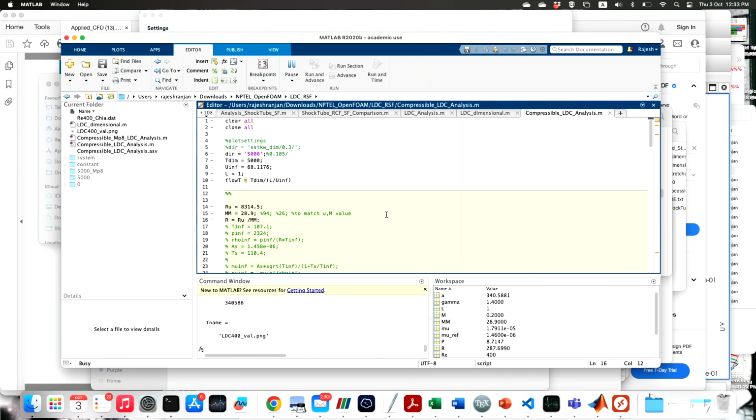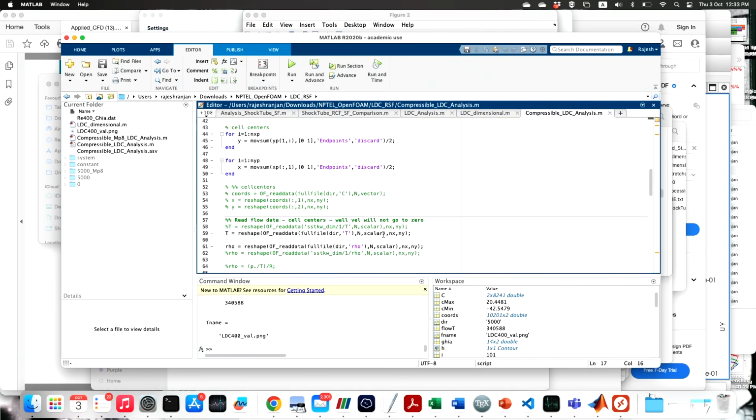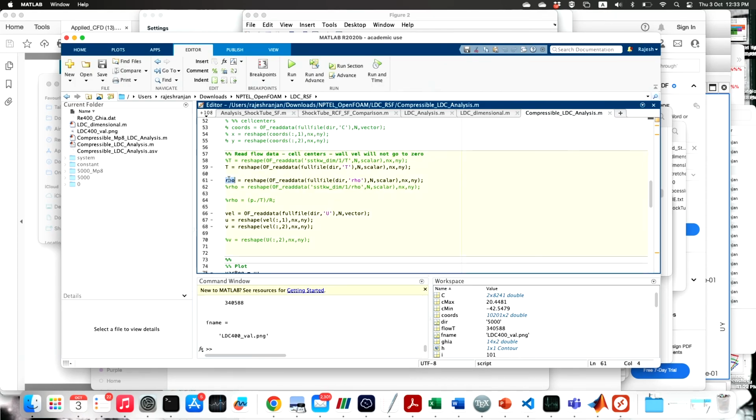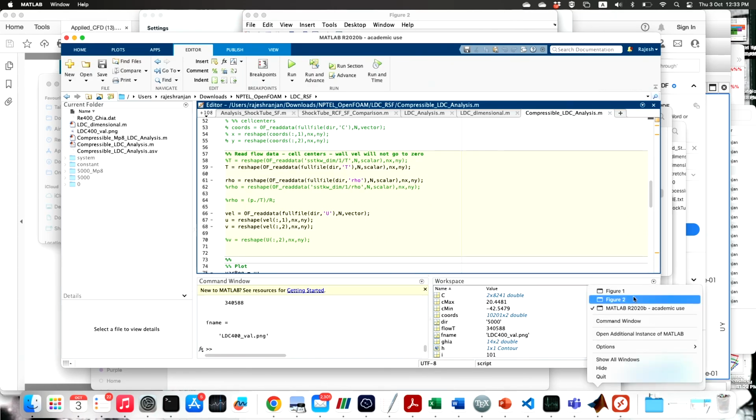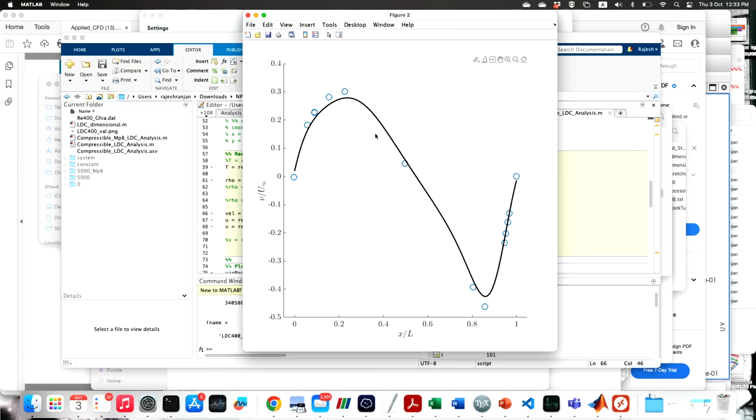The code is very similar to what we had for the incompressible. The only thing different here is that now we also get this rho and the T, or you can get the pressure also. So, how does the solution look like? You can see that earlier it was matching quite well on the top, but now it has gone down. That is the effect of the Mach number.